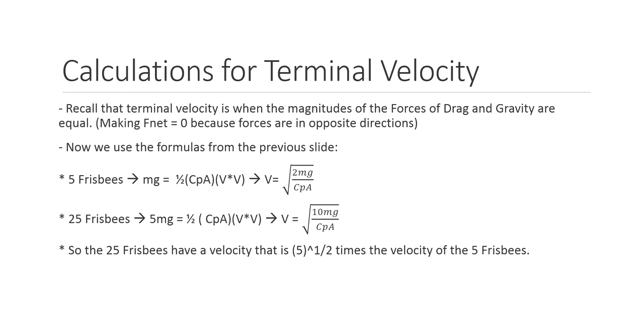Now, here we have some calculations for terminal velocity, which, as I mentioned beforehand, is a very important component of our experiment. Recall that terminal velocity is when the magnitudes of the forces of drag and gravity are equal. This means that F net will equal 0 because the forces actually act in opposite directions. Now, if we utilize the formulas from the previous slides, we found out that 5 frisbees have a velocity that is square root of 5 less than the velocity of the 25 frisbees, meaning the 25 frisbees fell much faster than the 5 frisbees, and as a result, they reached the ground quicker than the 5 frisbees.